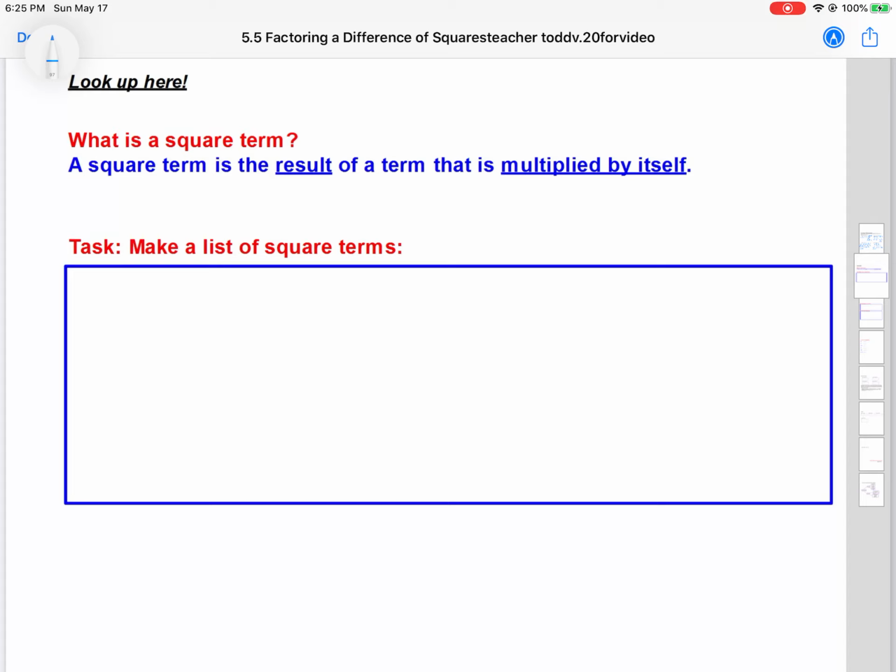So our special case today is going to be when you have a square term. A square term is the result of a term that is multiplied by itself. So 1 squared is 1, 2 squared is 4, 3 squared is 9, 4 squared is 16, 5 squared is 25, and so on. Actually, let's do up to 12.